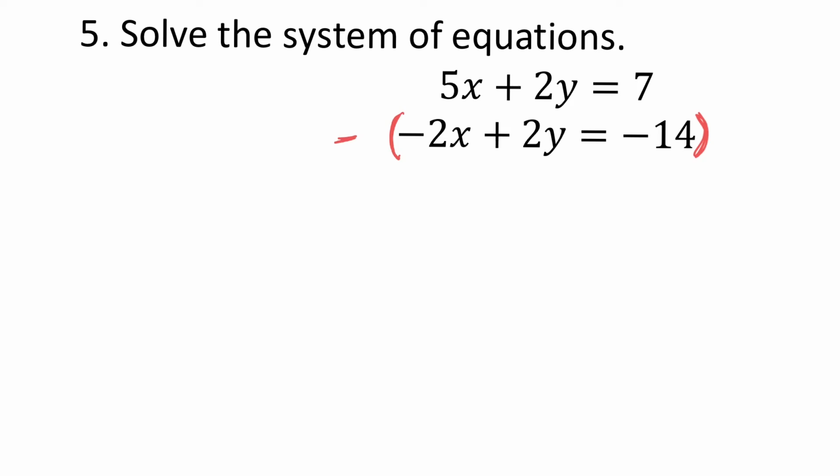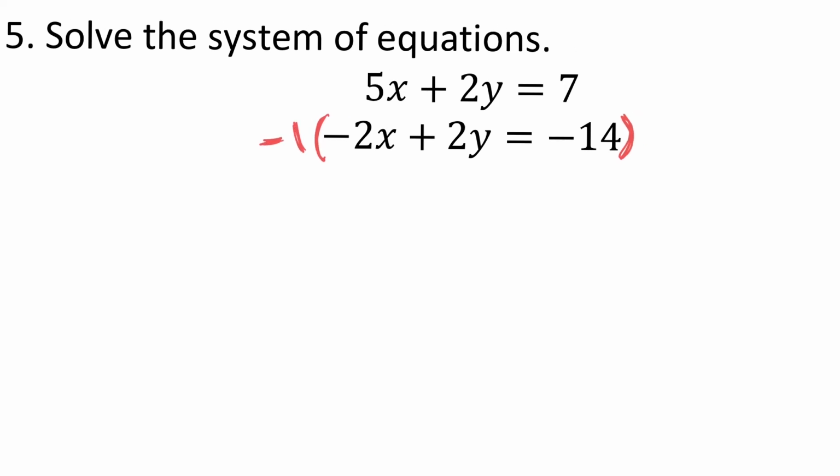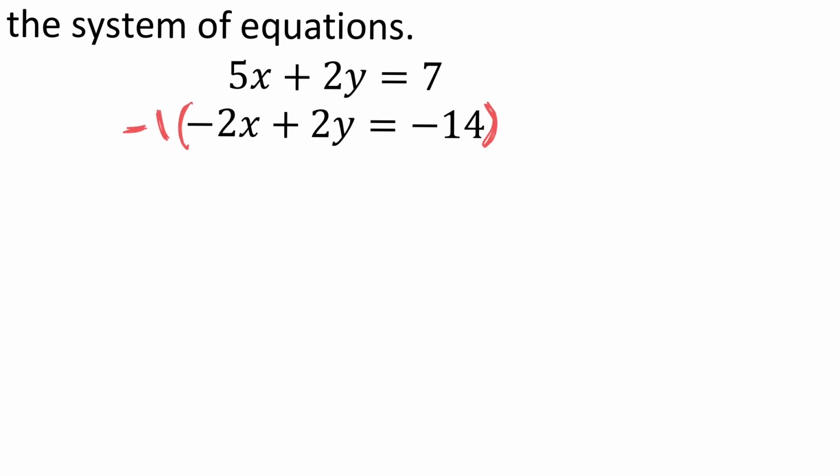Notice I'm using parentheses. Everything I'm going to multiply by negative 1. That's going to change the signs for the y's, and you'll be able to cancel the y's. So I'm going to put an arrow over here. Just follow the arrow. I'm going to do the work on the right side. Top equation stays the same. You do not change anything.